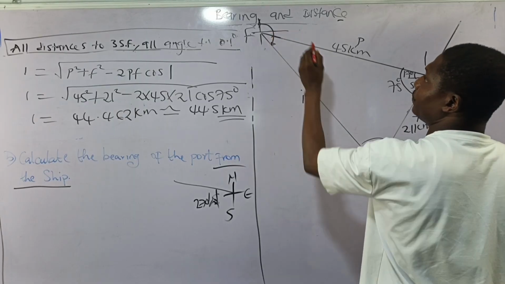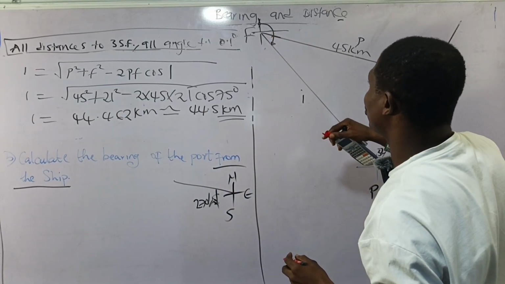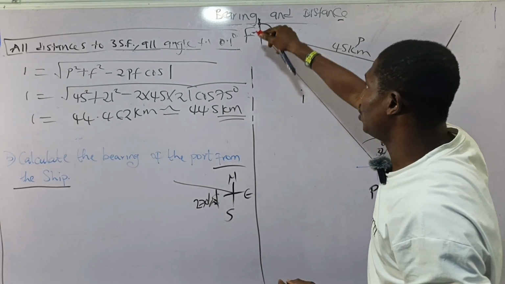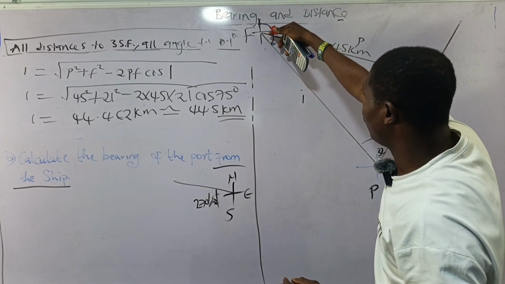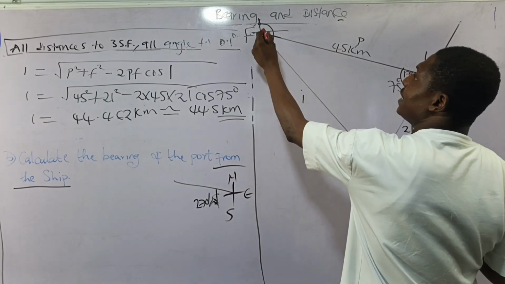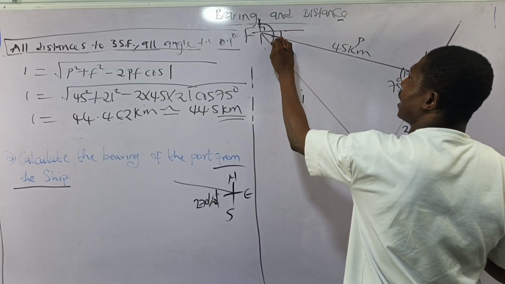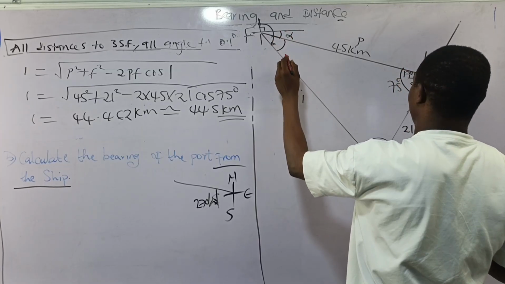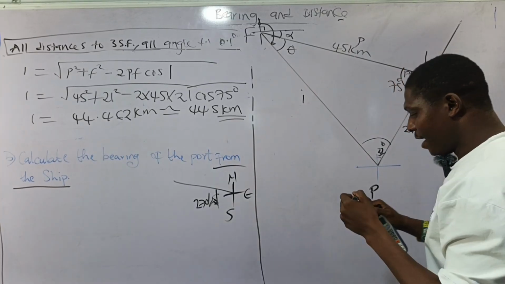So that's it. The bearing we are asked to calculate is the angle sustained from the final position of the ship, the northern side, to the line that connects the final position of the ship to the port. Now we can see that this is already a right angle triangle. I can take this as alpha and I'll take this as theta.